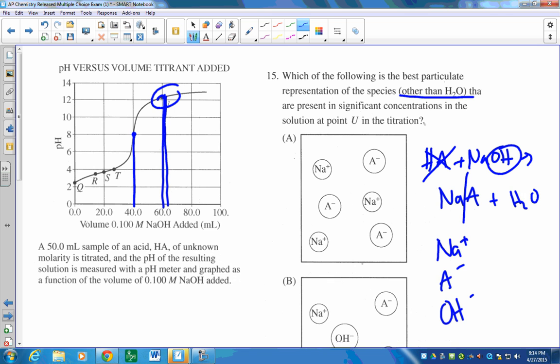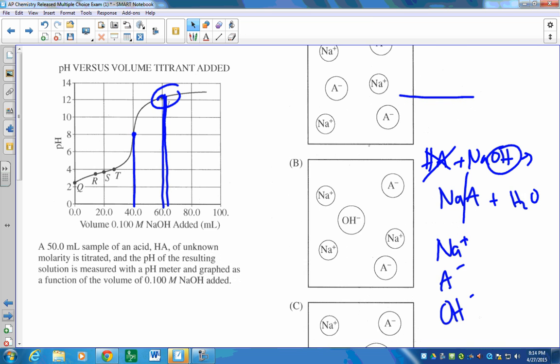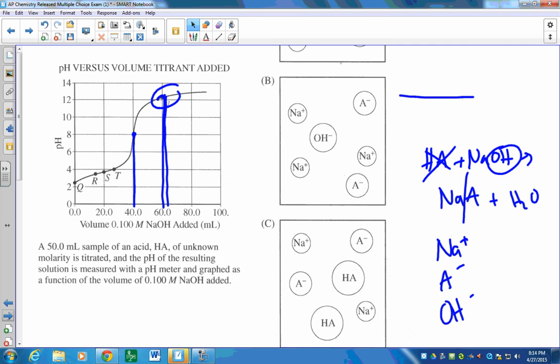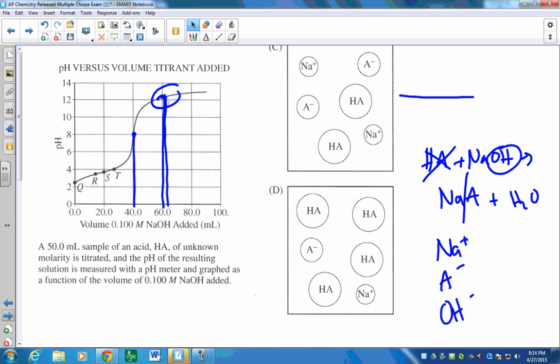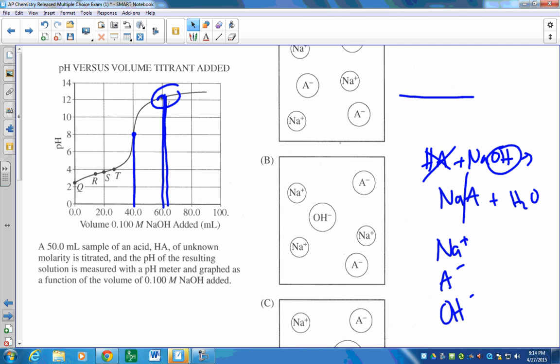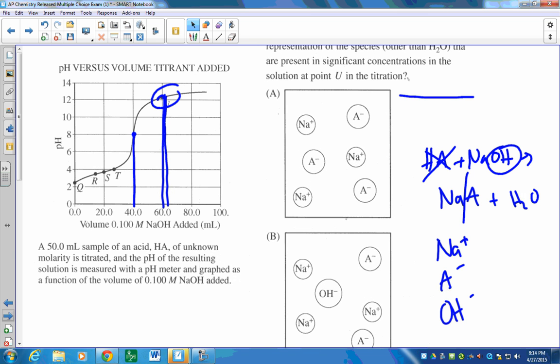And so the only one that makes sense is not C because C has HA in it, and not D because D has HA in it, and not A because we're 20 mils past the equivalence point, so there has to be some extra OH laying around. So the answer has to be B.